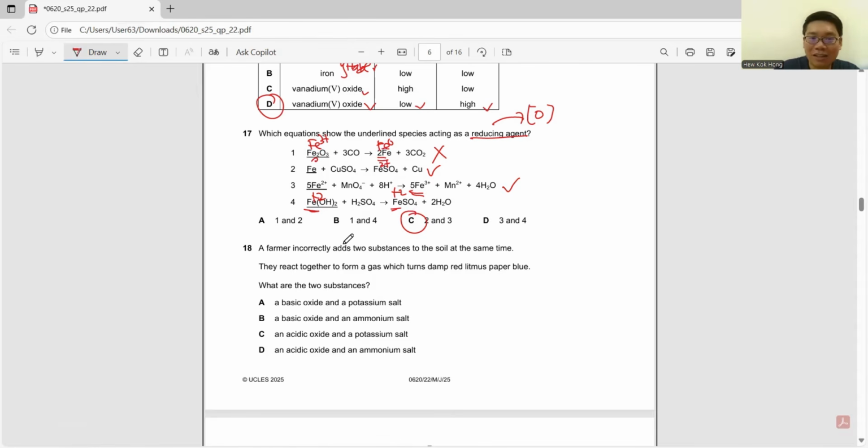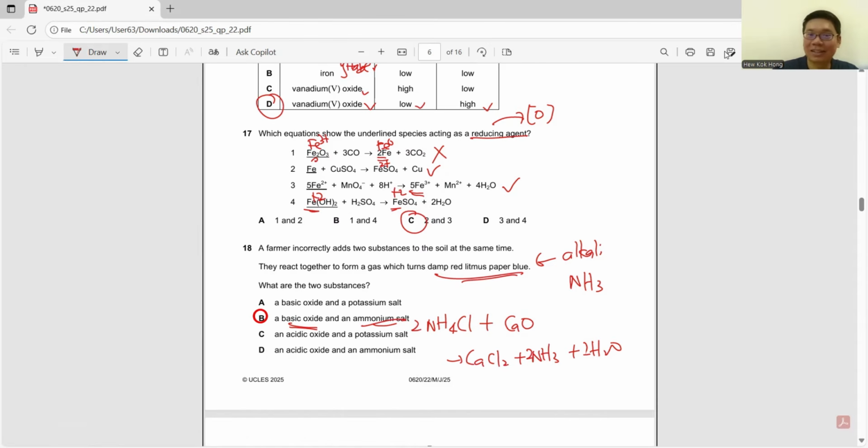18. A farmer incorrectly adds 2 substances to the soil at the same time. They react together to form a gas which turns damp red litmus paper blue. So obviously this is an alkaline. What are the 2 substances? The thing that will form alkali, most probably is ammonia gas, will be ammonium salt and basic oxides. For example, if we use NH4Cl plus CaO, it will form CaCl2 plus NH3 plus H2O. Then it will release ammonia gas.